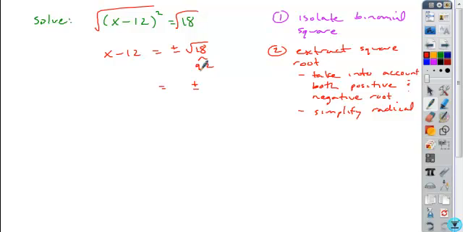So when we simplify this, we're looking at plus or minus the square root of 9 comes out as a 3, and the 2 stays a factor inside the radical. Now notice I left a space here, because kind of embedded in that same step, I'm going to use the other step, which is to completely now isolate the variable. So in order to isolate the variable, we add 12 to both sides.